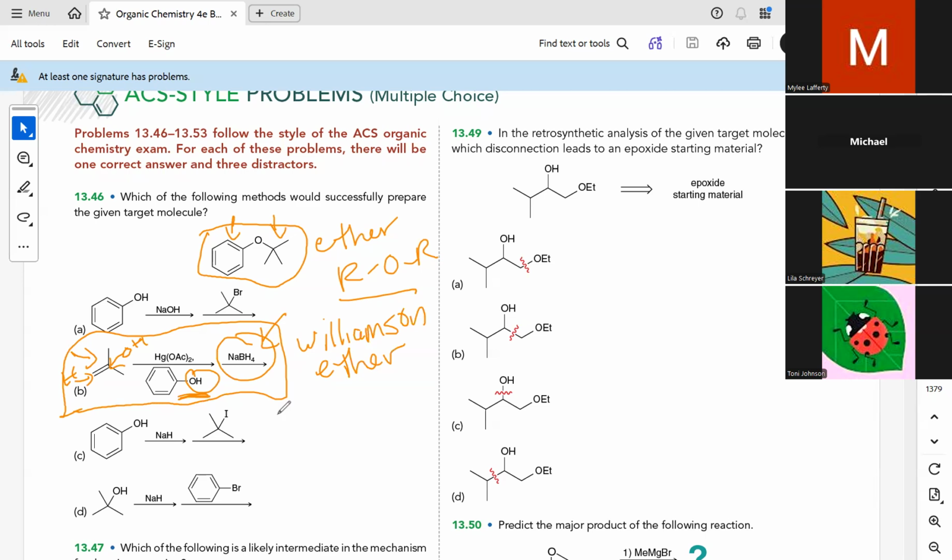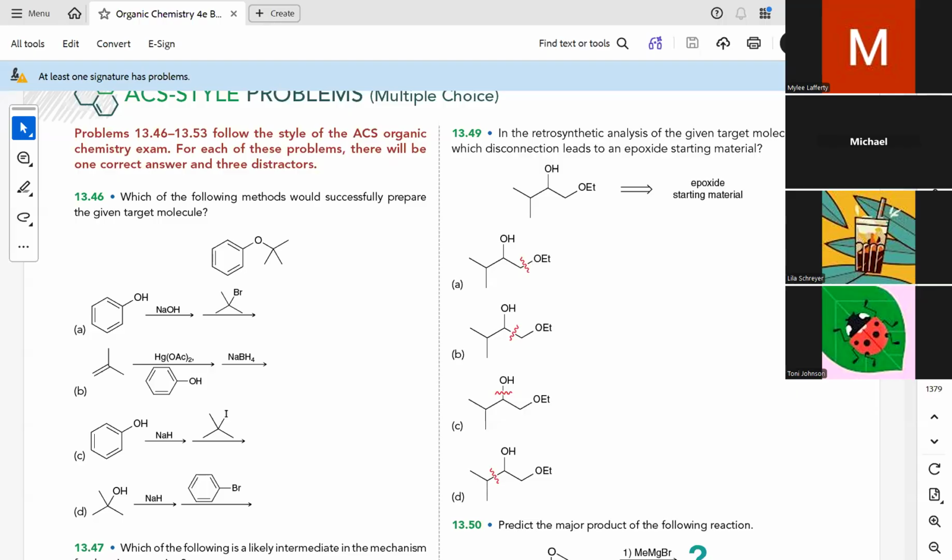So our correct option again is going to be B. We have an alkoxymercuration that occurs with this reagent here. All right, so I would go back and check out the Williamson ether synthesis from chapter 13 for that problem. Let me just remove my notations, and then what's another good one here?